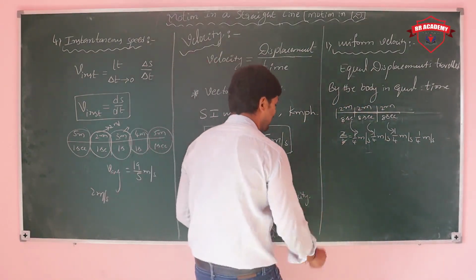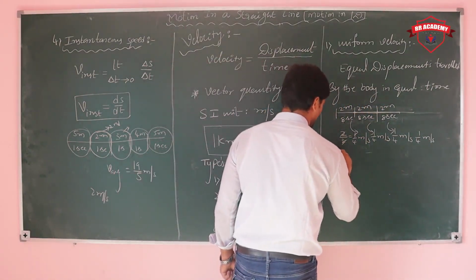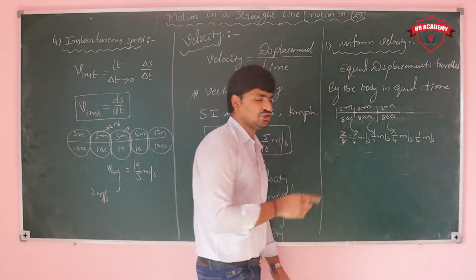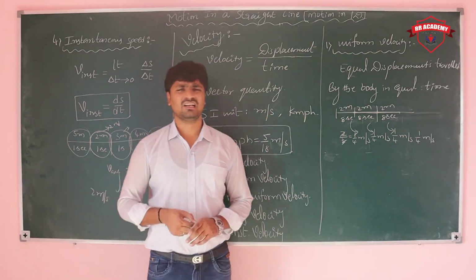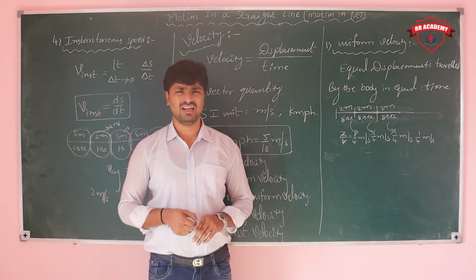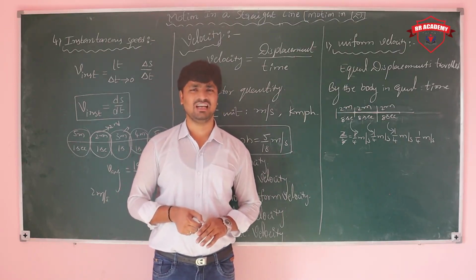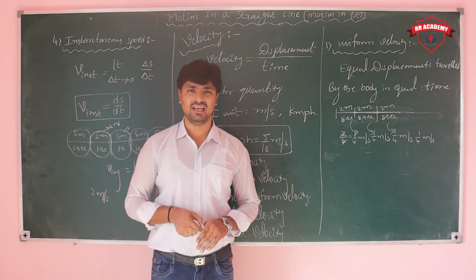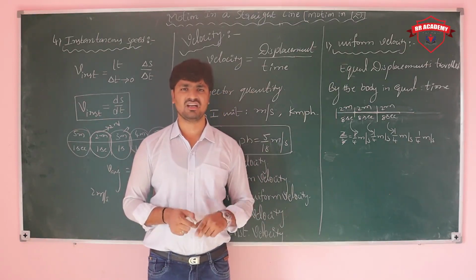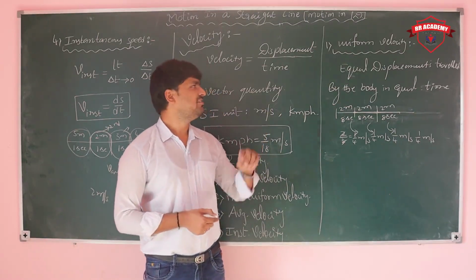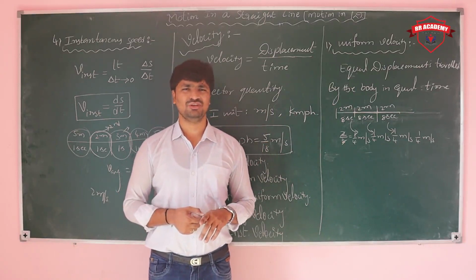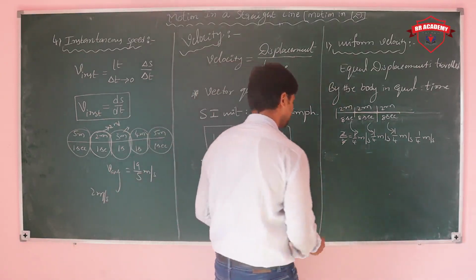Next, non-uniform. First, what example can we give for uniform velocity? A car is moving in a straight line with constant speed. That we can give as the example of uniform velocity.